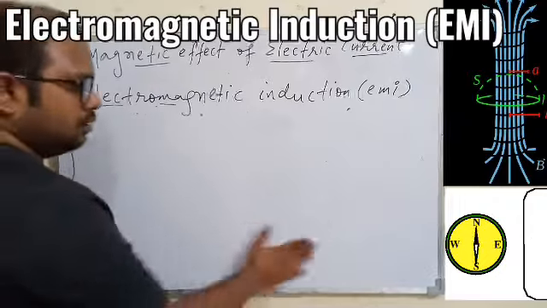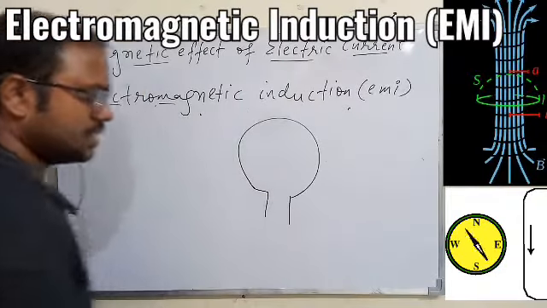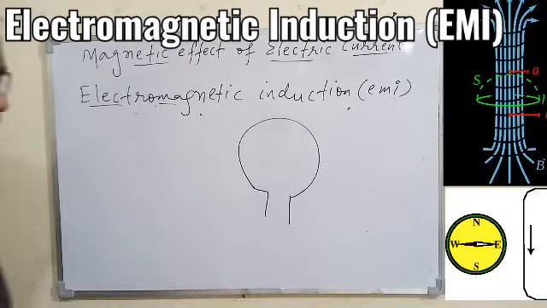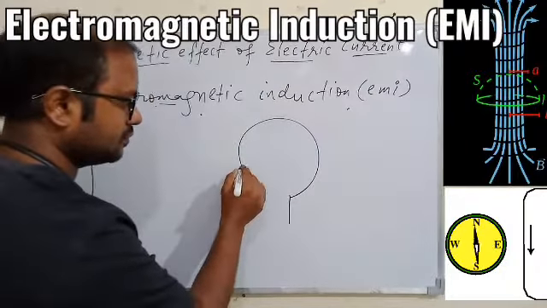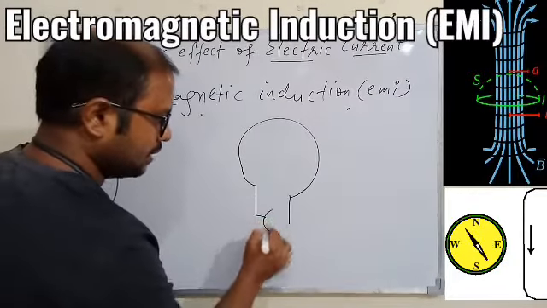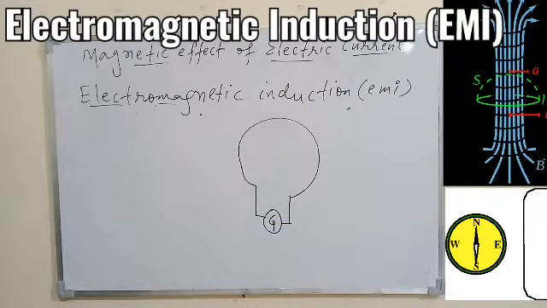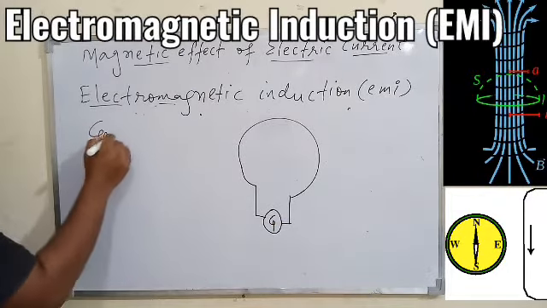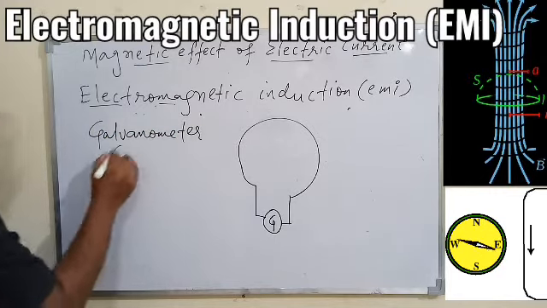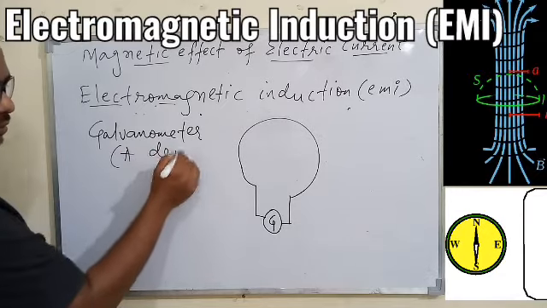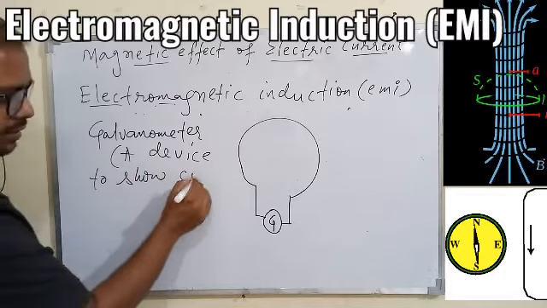We can understand with the help of an example. So let's take an example to understand the concept in the form of an activity. We have a coil, and this coil is connected with a galvanometer. You should know what it is. This is also a device to show current in a circuit.